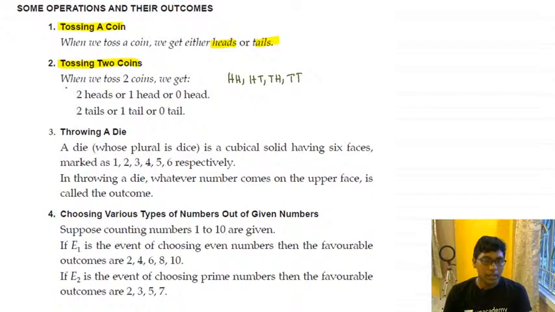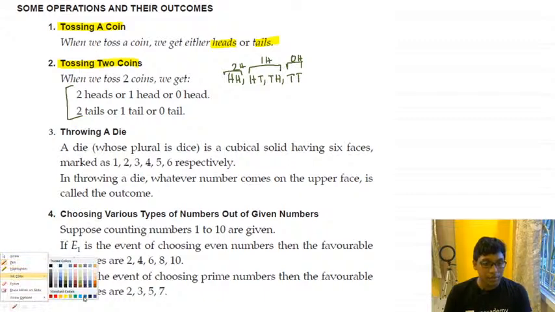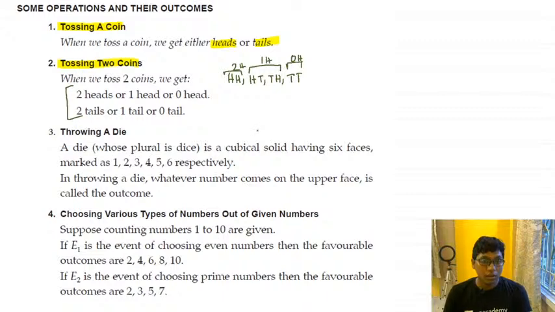Now just think how many different ways I can look at an outcome or my event. This is two heads, in these two cases one head, and in this case no head. So these outcomes are classified based on the number of heads we are having. Similarly, we can classify them based on the number of tails we are having. Or we can classify them based on head-tail counts: two heads, one head one tail, and two tails. So these are the different ways of looking at an experiment.